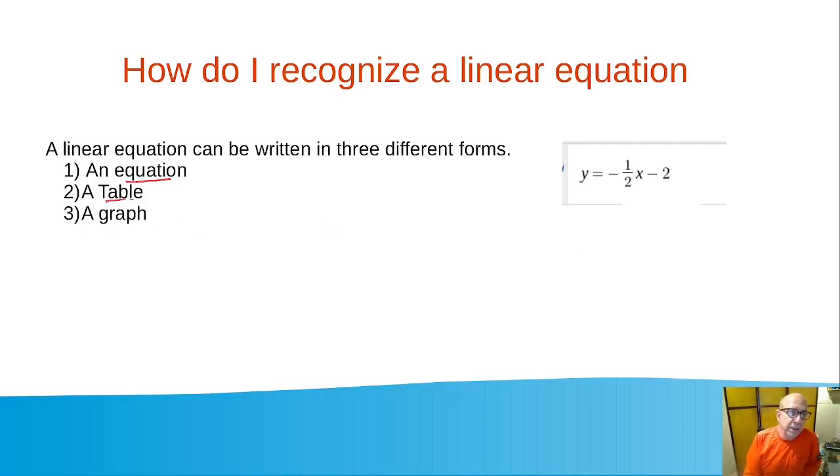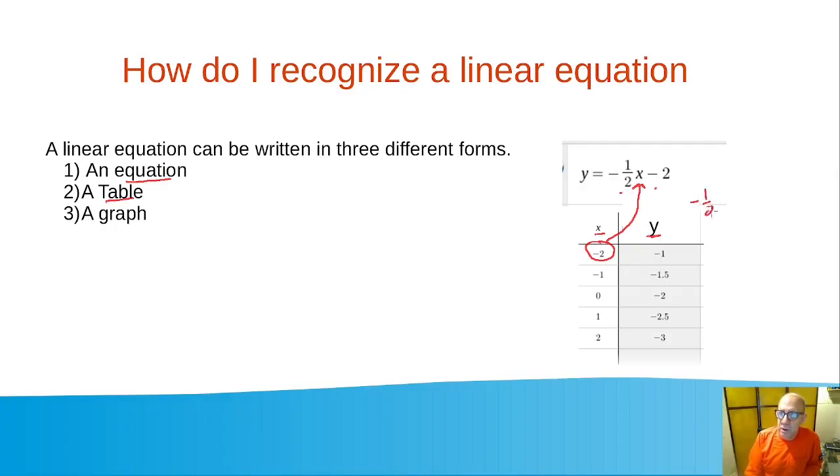We can also write it in a table. So that would be this table where you have the x and the y. The x is the input, the y is the output. You take this number and you put it in for x. And in this equation, you would multiply by negative 1/2 and subtract 2. So negative 1/2 times negative 2 minus 2. So first you do the multiplication. Negative 1/2 times negative 2 is positive 1 minus 2. 1 minus 2 is negative 1.